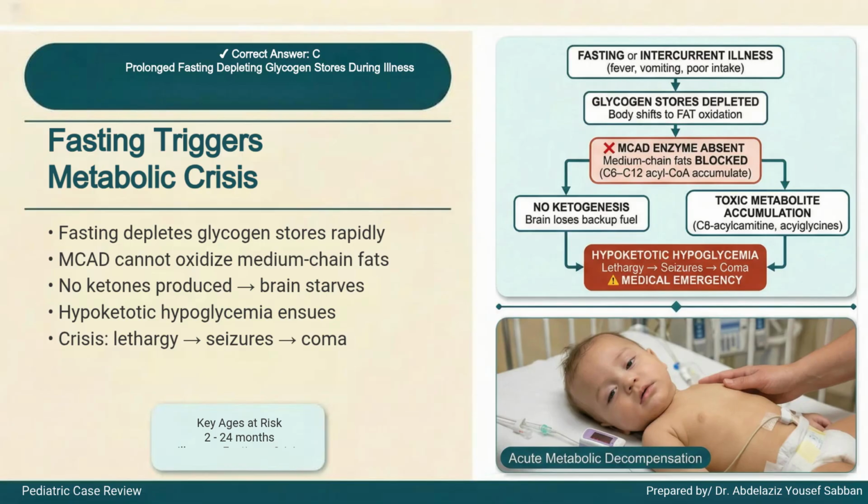In medium-chain acyl-coenzyme dehydrogenase deficiency, fasting is the critical trigger. When a child becomes ill with vomiting or poor intake, glycogen stores deplete rapidly. The body then shifts to fat oxidation for energy, but the deficient enzyme cannot process medium-chain fatty acids with 6 to 12 carbon chains. Without fat oxidation, no ketone bodies are produced, and the brain loses its backup fuel source. The result is hypoketotic hypoglycemia, which progresses from lethargy to seizures to coma. This is a medical emergency. The key ages at risk are 2 to 24 months, when illness combined with fasting most commonly triggers a crisis.